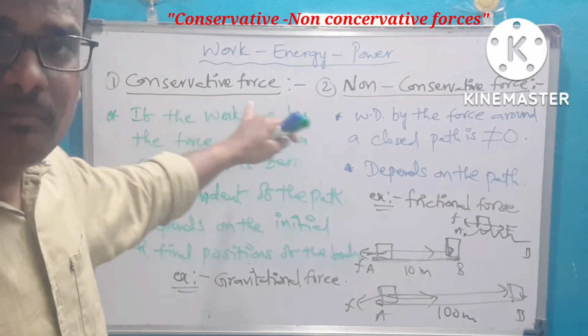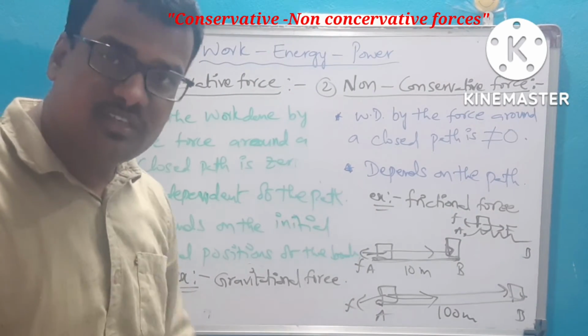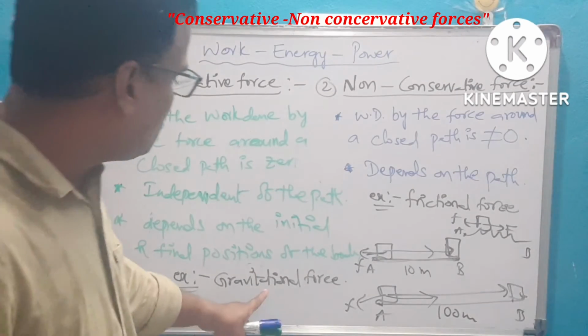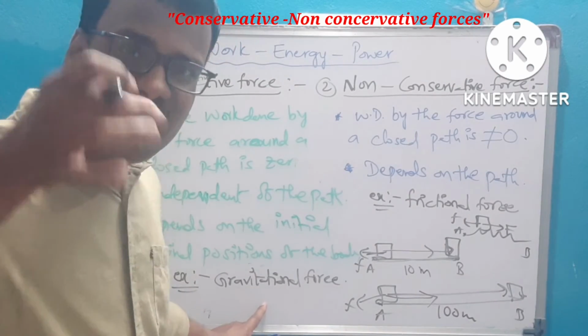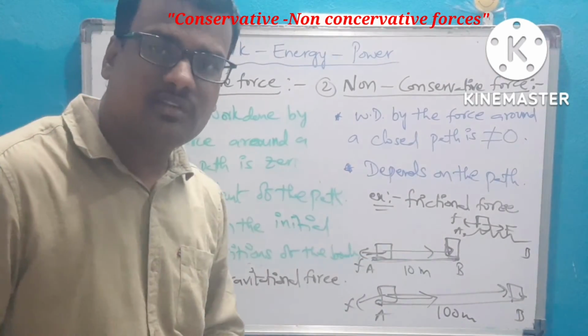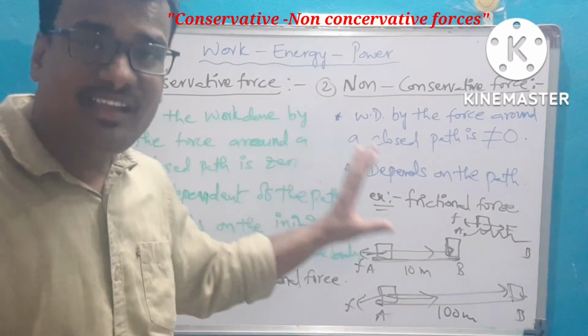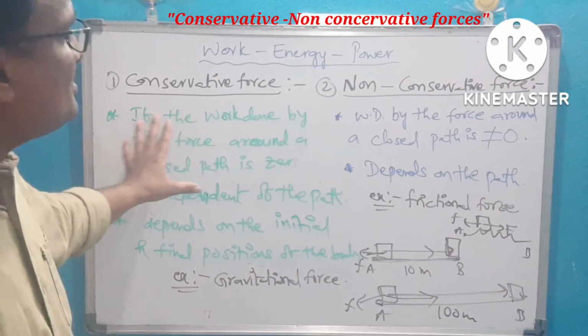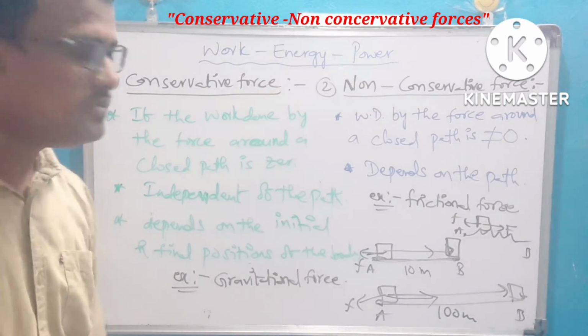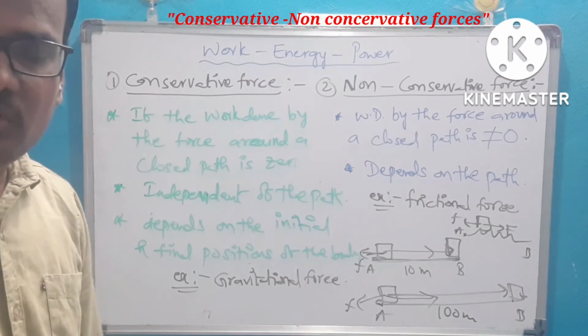The best example for a conservative force is gravitational force. Gravitational force is independent of the path, but frictional force depends on the path. This is the basic difference between the conservative and non-conservative force, in your work energy power chart.